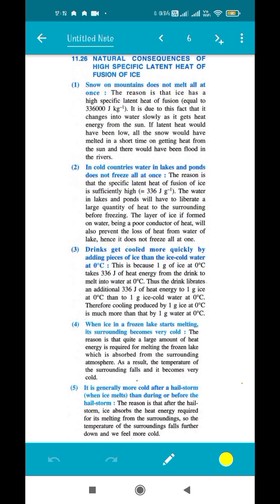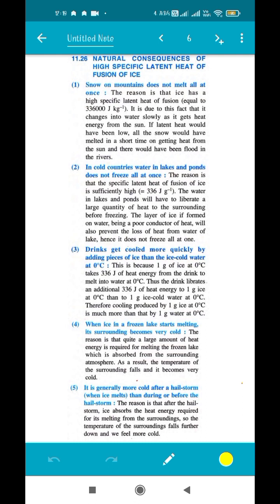Next, talking about the natural consequences of the high specific latent heat of fusion of ice. For ice, the latent heat of fusion is very high. It was 336 joule per gram. So let's see. Snow on mountains does not melt all at once. So what is the reason? The reason is that ice has a high specific latent heat of fusion. It is due to this fact that it changes to water slowly as it gets heat energy from the sun.